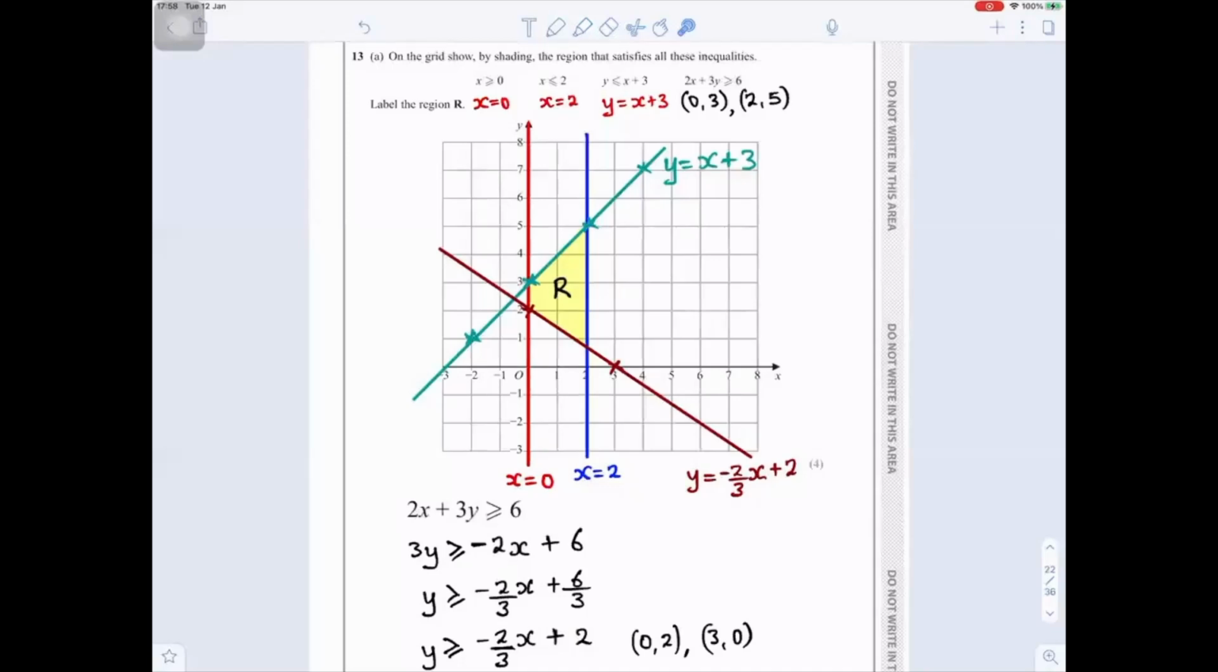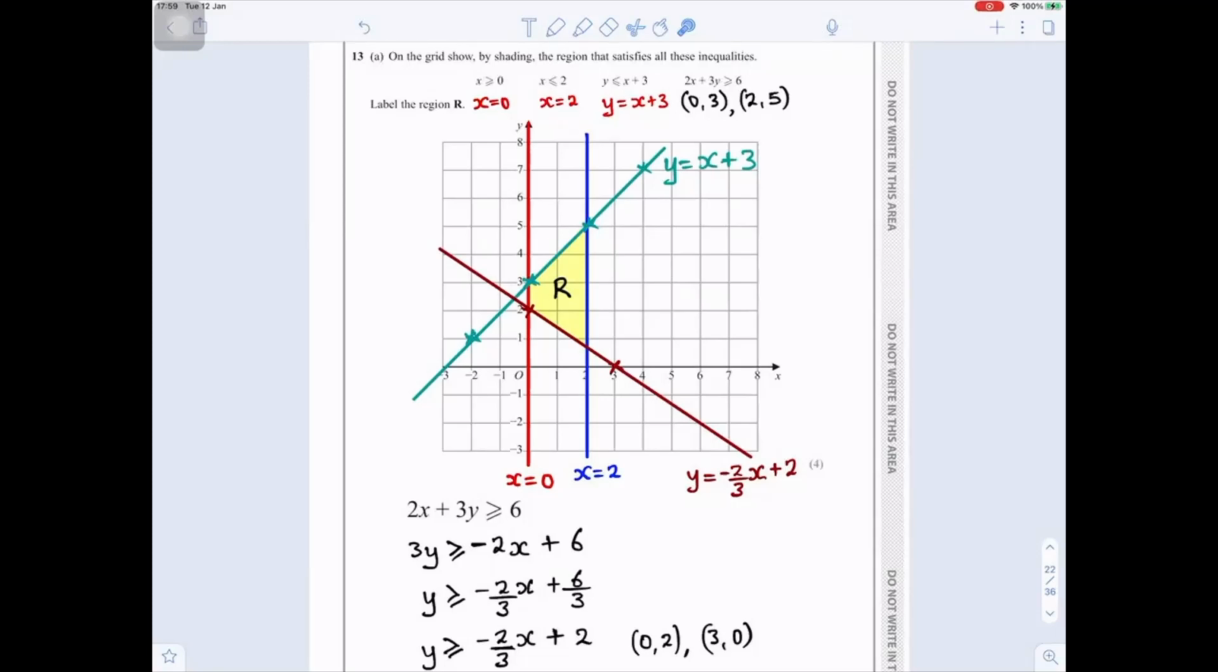Question number 13. On the grid, show by shading the region that satisfy all these inequalities. The first inequality is x is greater than or equals to 0. The next one is x less than or equals to 2. The next one is y less than or equals to x plus 3. The next one is 2x plus 3y is greater than or equals to 6. When you see a question like this, just say to yourself, there are 4 lines you want to draw.